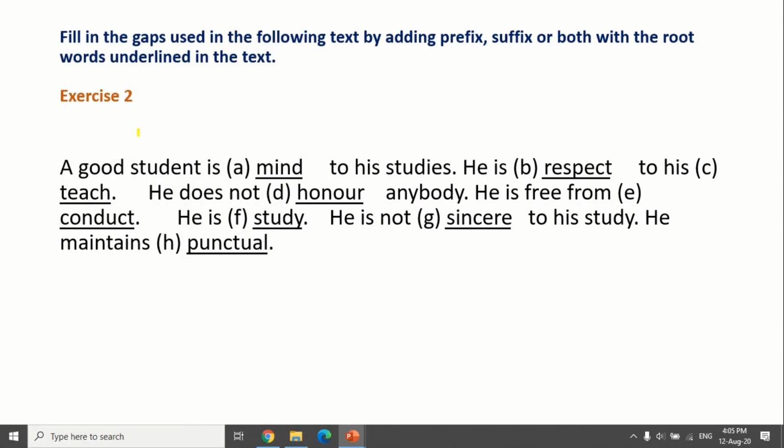So, well, this is our exercise number 2. A good student is mind to his studies.